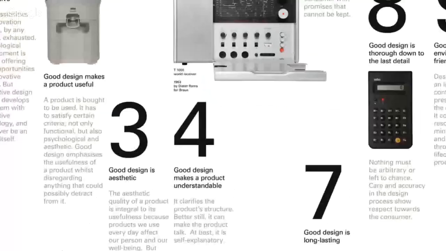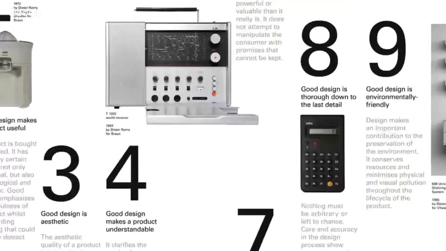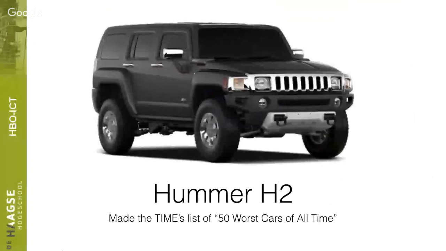Good design is environmentally friendly. An example for that is the Hummer 2. So the Hummer 2 was on Top Gear. I saw it. Clarkson was reviewing it. He said it was cool. He said he felt really manly when he was driving it. But let's see. It made the Times list of 50 worst cars of all time because it was so terrible to drive, and it was very environmentally unfriendly.